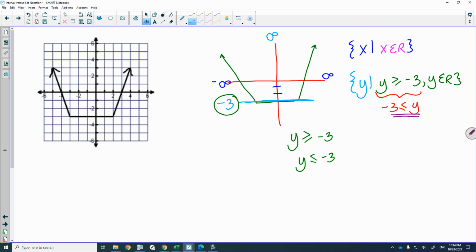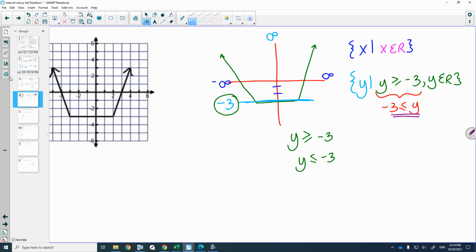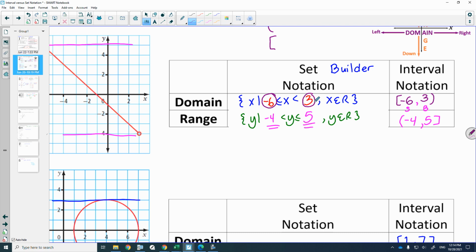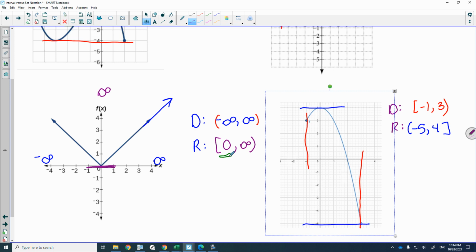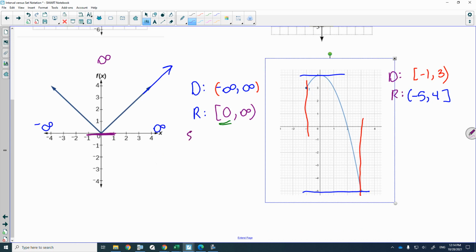Say that one more time. You're not allowed to flip the sign only when x is in the middle or y is in the middle. So this one had a smallest and a biggest, so we'll never flip these signs. But if you only have one number, so this one only had 0, this range would be y is such that y is greater than or equal to 0, comma, y ∈ ℝ.